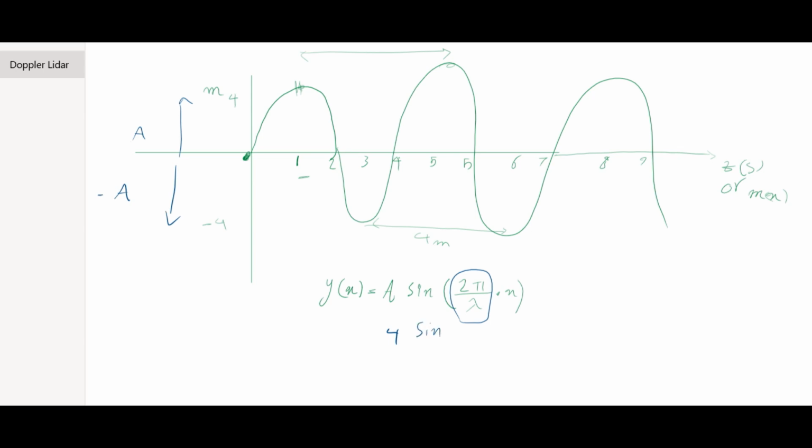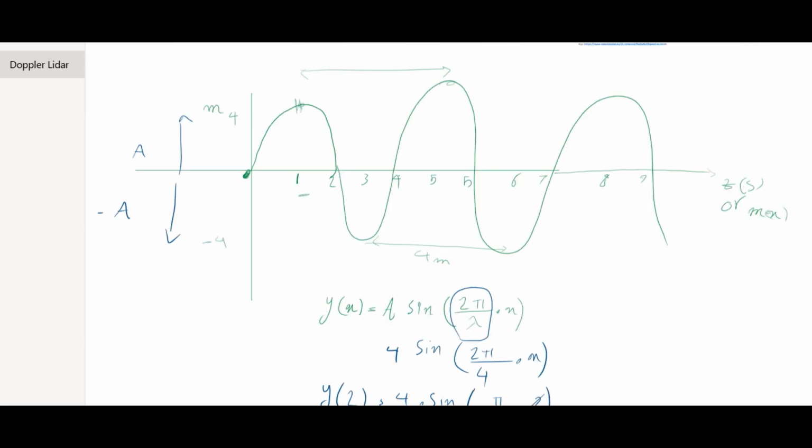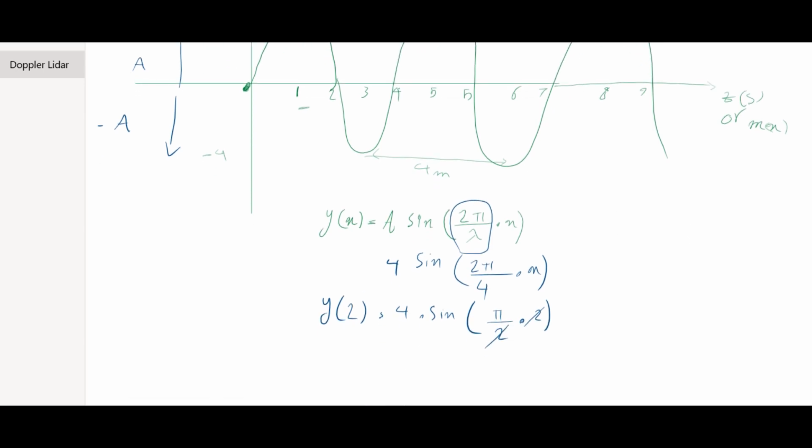4 sine of 2 pi over 4 multiplied by x. Now what will happen if I put the value of x here? Now let us try with, let's say, 2. It would be 4 times sine of 1/2 pi or pi over 2 multiplied by 2. These two will cancel each other out, and sine of 180 would be 0. Now let us check if it is correct.